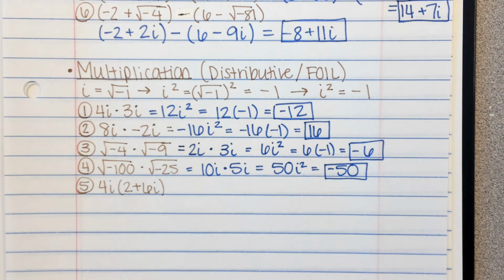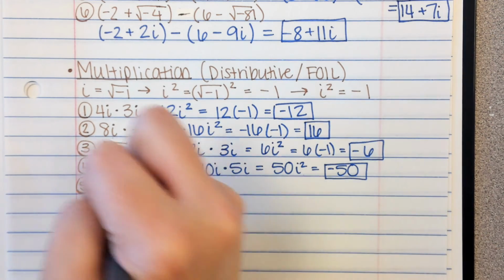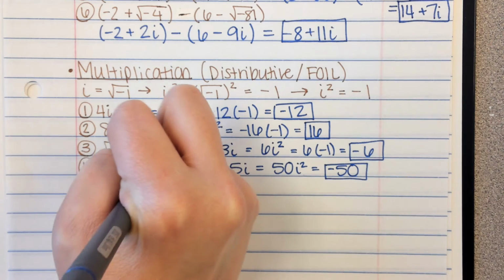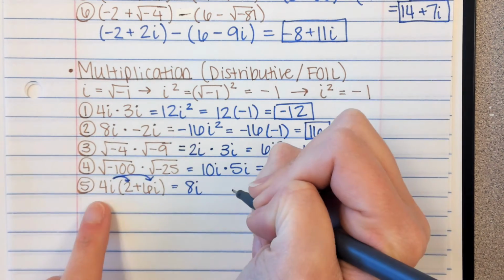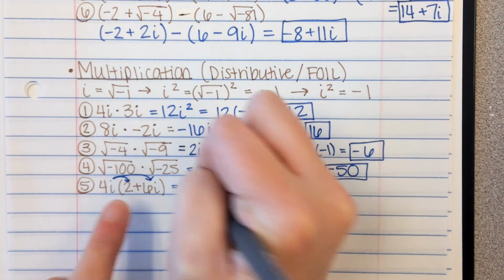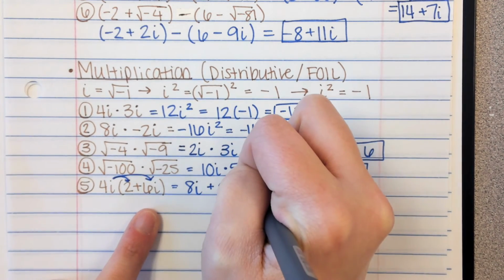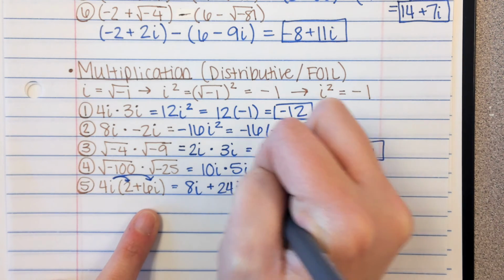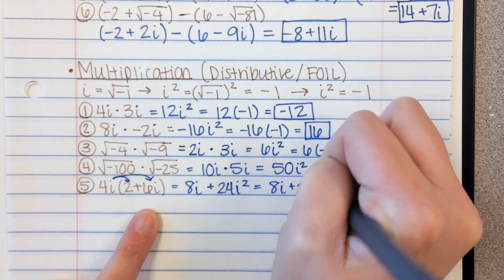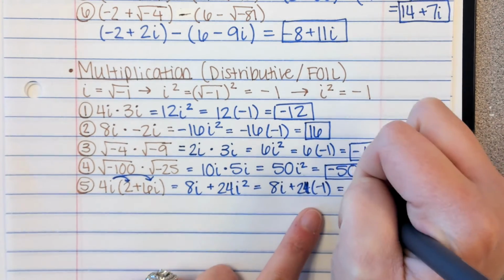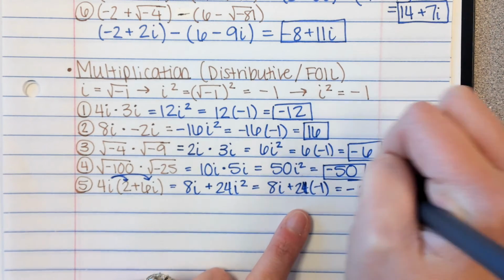Okay, number 5, we have 4I times the quantity, or times the complex number 2 plus 6I. This is like the distributive property. So we'll do 4I times 2, which is 8I. Then 4I times 6I is 24I squared. And remember, we changed that I squared to a negative 1, so that's 8I plus 24 times negative 1. And so that gives us a negative 24, and I'm going to put that in front, and then plus 8I.